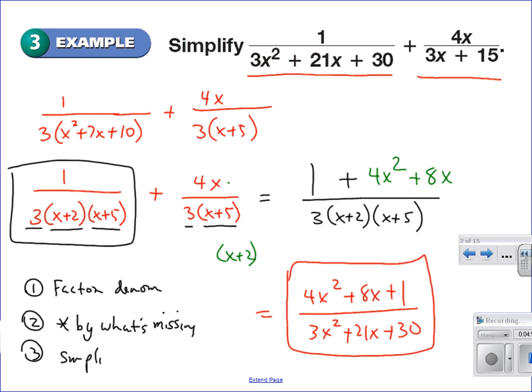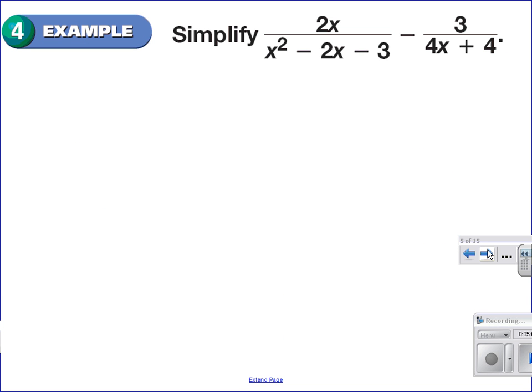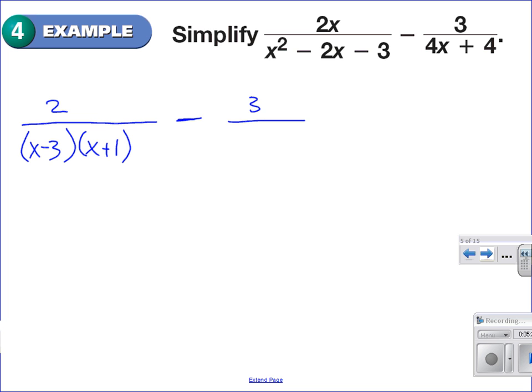And subtraction is going to be no different. So let's do a practice problem, basically a subtraction problem here. So we got 2x over, let's go ahead and factor, so we get x minus 3, x plus 1, and minus 3 over 4 quantity x plus 1.